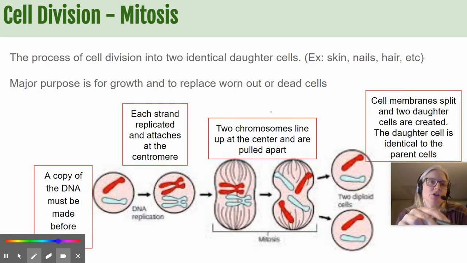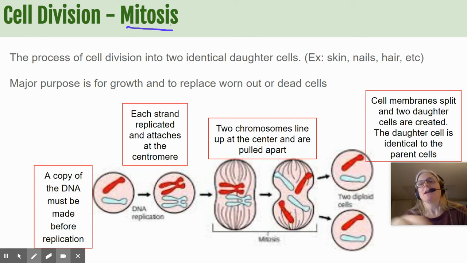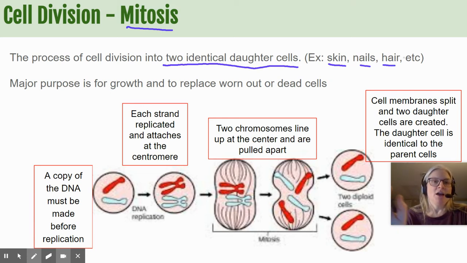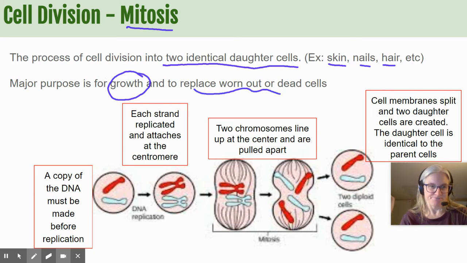We're going to take a closer look at both of these types of cell division. First off, mitosis. Remember, this is the one that is used everywhere in your body. You want to produce 2 identical daughter cells, we call them. So you might have this happening in your skin, hairs, as your nails grow, your hair grows, etc. So the major purpose, again, is for growth and to replace those worn out or dead cells.